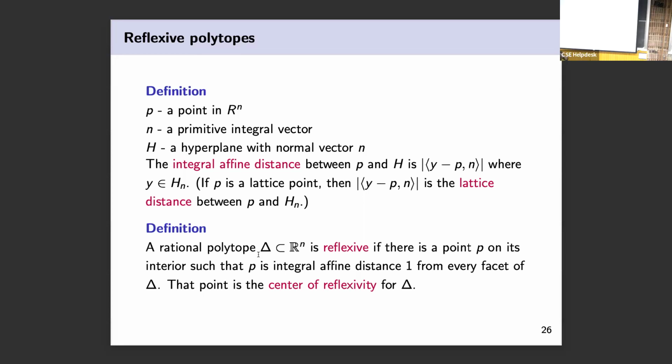But I'm just talking about the geometry of these polytopes. I don't care where it sits. This is also described similarly elsewhere. If you just take a rational polytope, you can say it's reflexive if there's some point in the interior so that every facet is integral affine distance 1 away. And that makes it reflexive. That's a much more natural definition from a geometric standpoint. And then that point is called the center of reflexivity for the polytope.